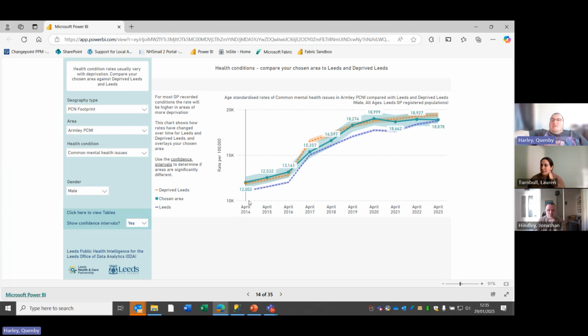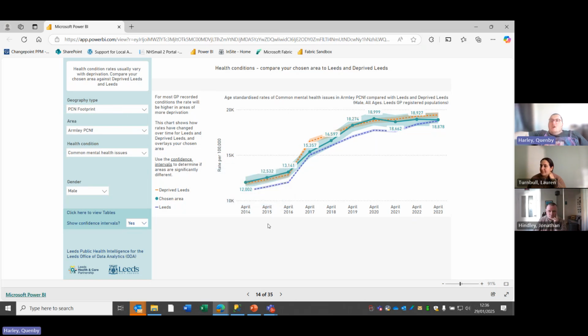Yeah, and then that gives me this chart. It has this adaptive chart title, so it neatly summarizes the age standardized rates of common mental health issues in Armley PCN compared with Leeds and deprived Leeds, looking at male, all ages, Leeds GP registered populations. So it's very clear labeling, which is interactive and changes as you change the slicers, which is what these little boxes on the side are called.